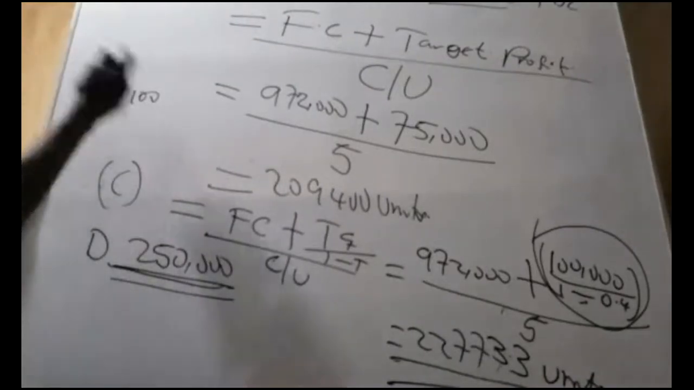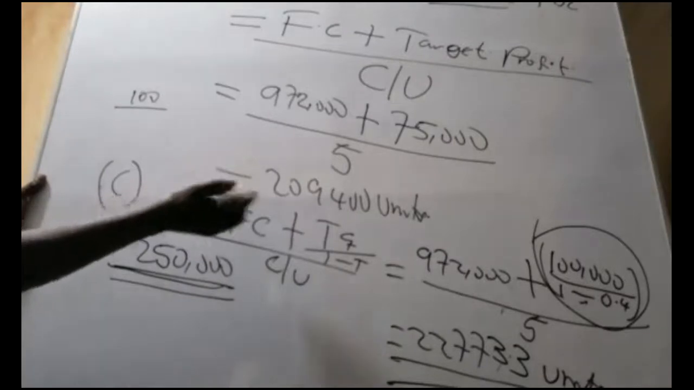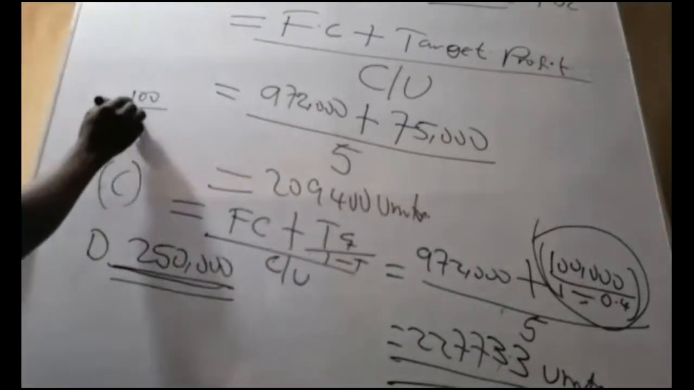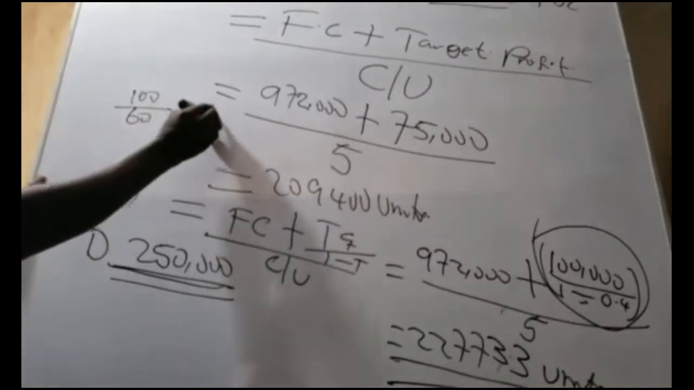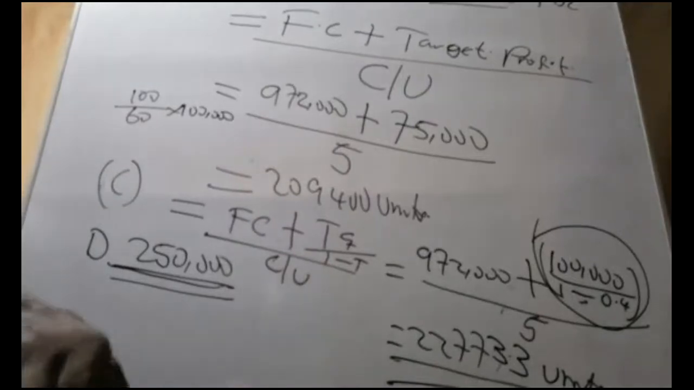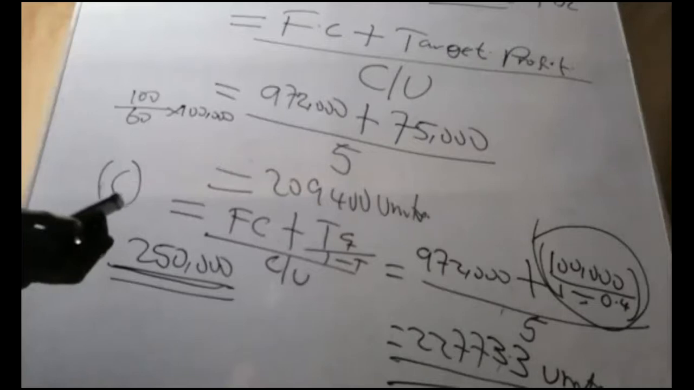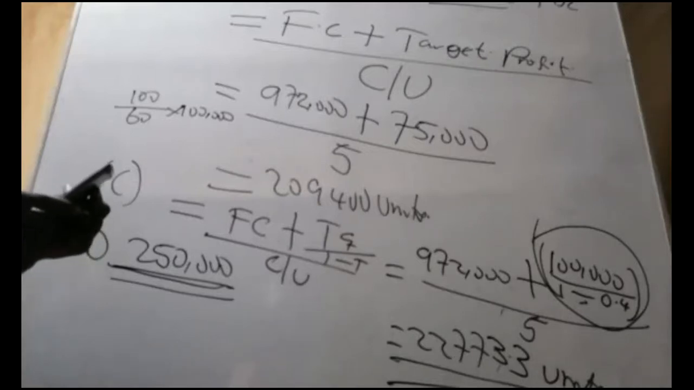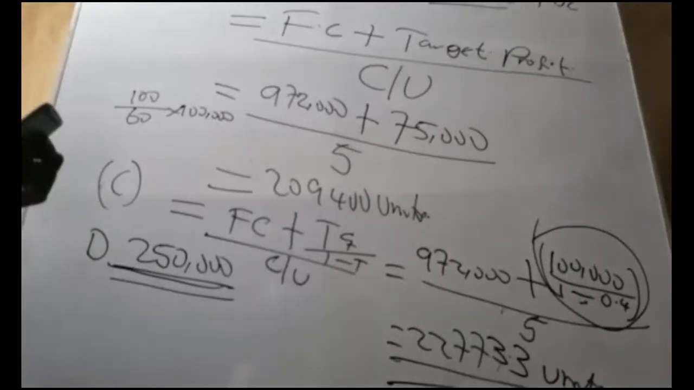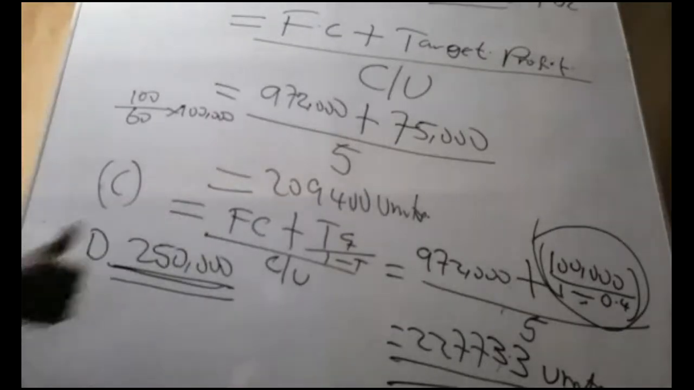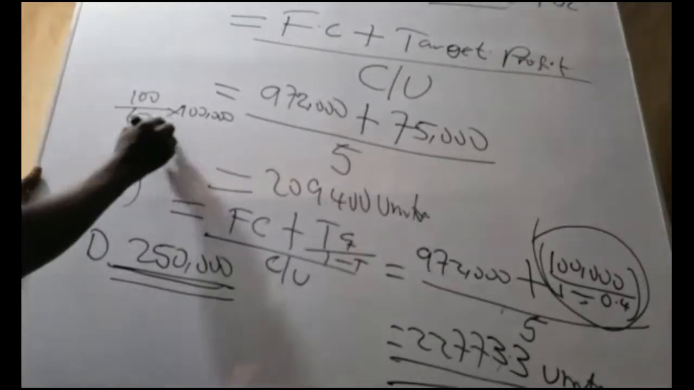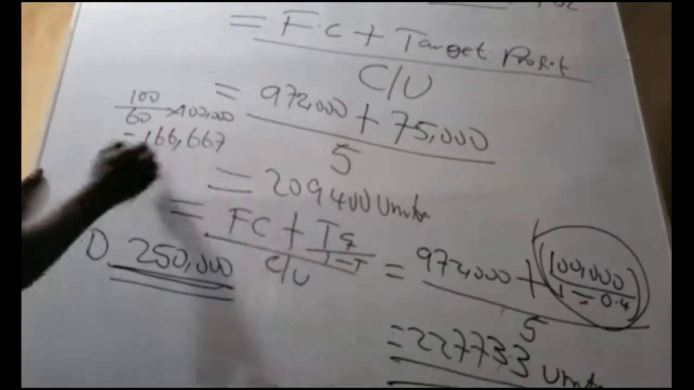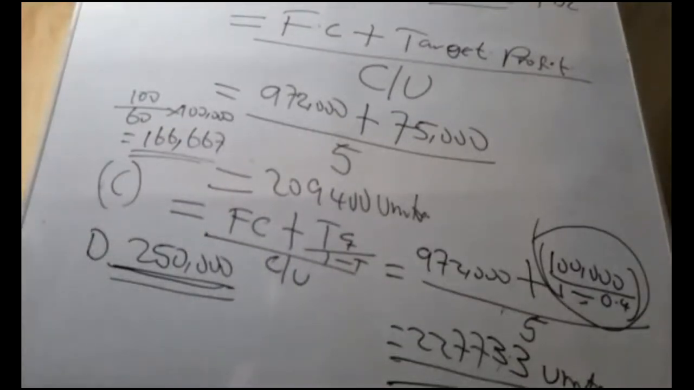I want 100%. Profit before tax is 100. Net of tax represents 60%. So divided by 60. How do you get that? Times the 100,000. So when you do this, 100 divided by 60 times 100,000, you do this calculation here to get 166,667. Perfect.